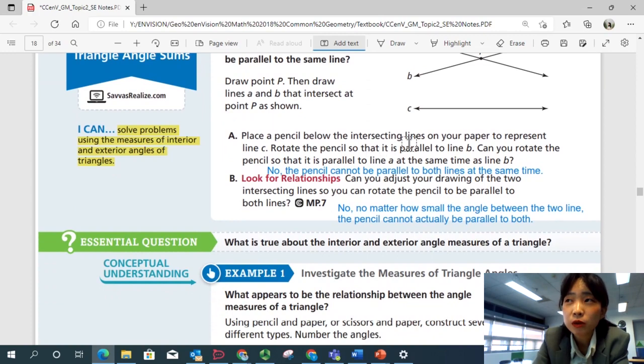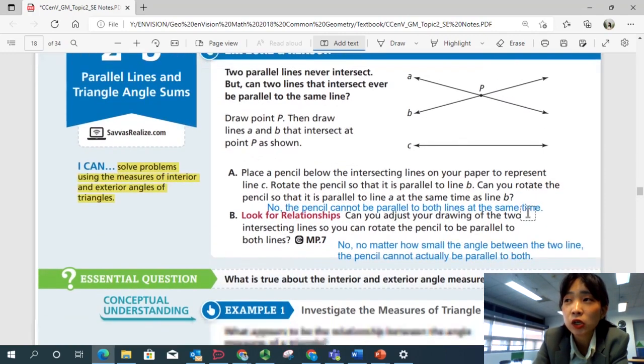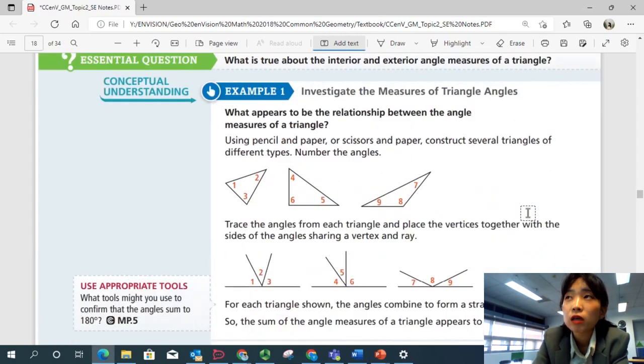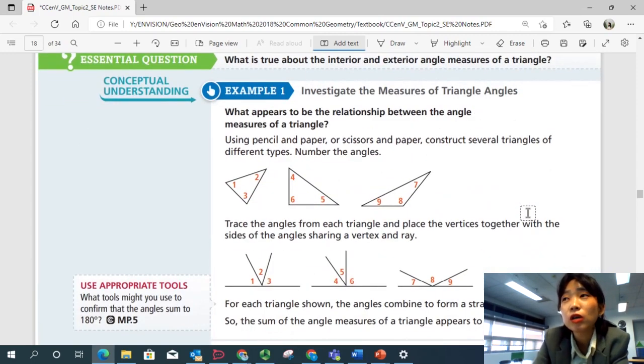So topic essential question. What is true about the interior and exterior angle measures of a triangle? Now we're going to look at triangle and some parallel lines and how they're related. Look at example 1. Investigate the measures of triangle angles. So forget about the triangle angle sum, okay? You don't know the triangle angle sum theorem. That's what we're going to look at today. So what appears to be the relationship between the angle measures of a triangle?